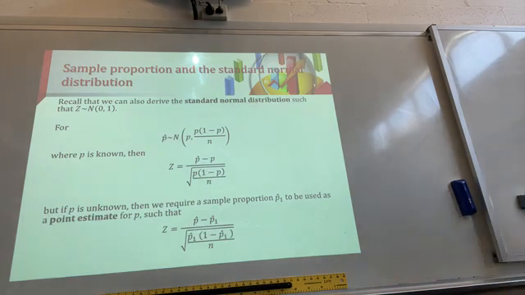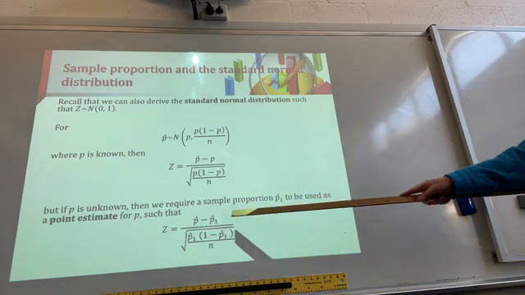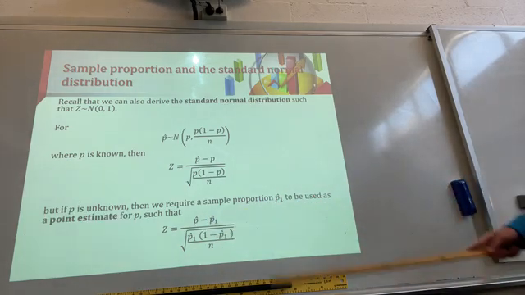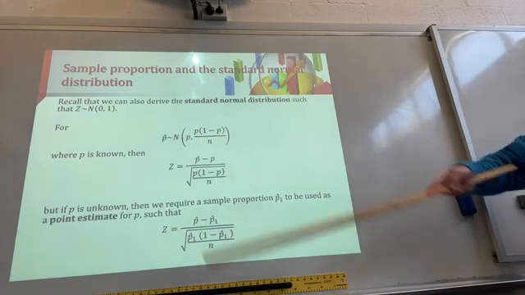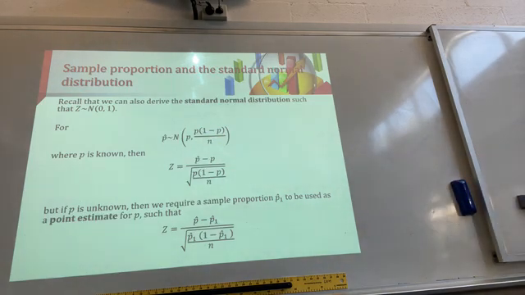Now, if p is unknown, then we will require a sample proportion p hat 1 to be used as a point estimate for p. So if we don't know p, we're just going to use p hat 1, one of the sample proportions, as a point estimate. So you should be able to see that with the normal distribution of p hat, we can make it into a standard normal distribution.